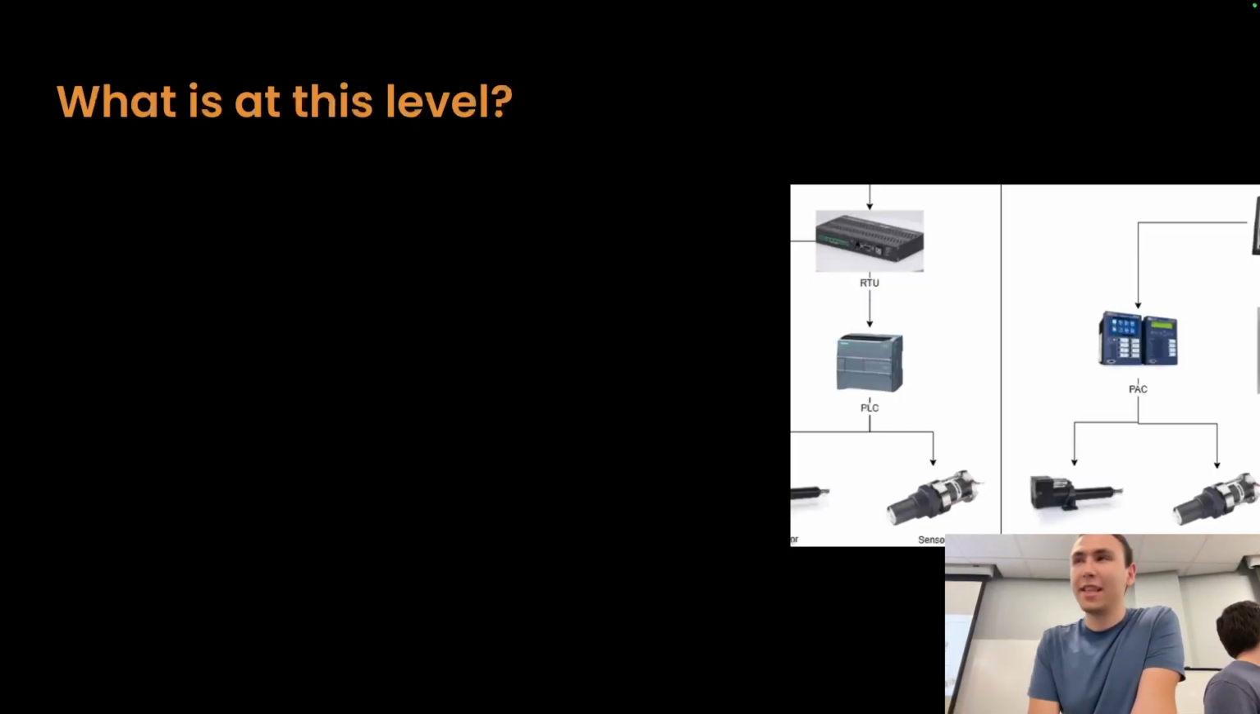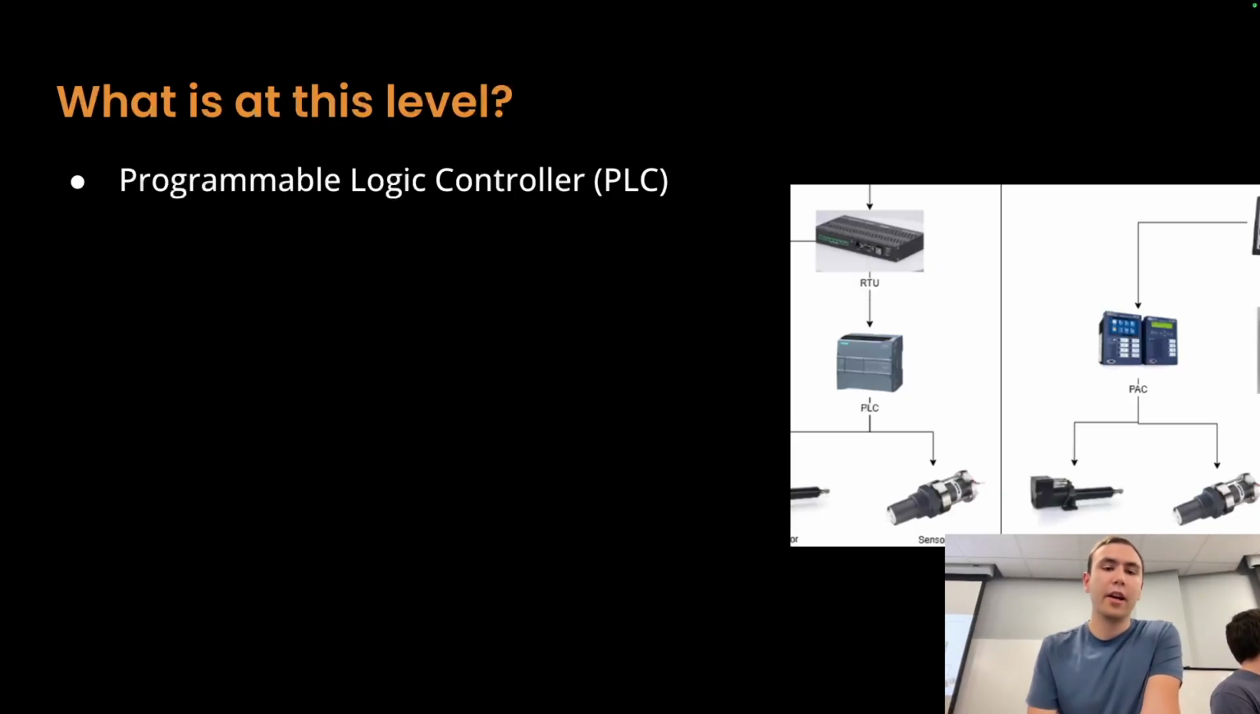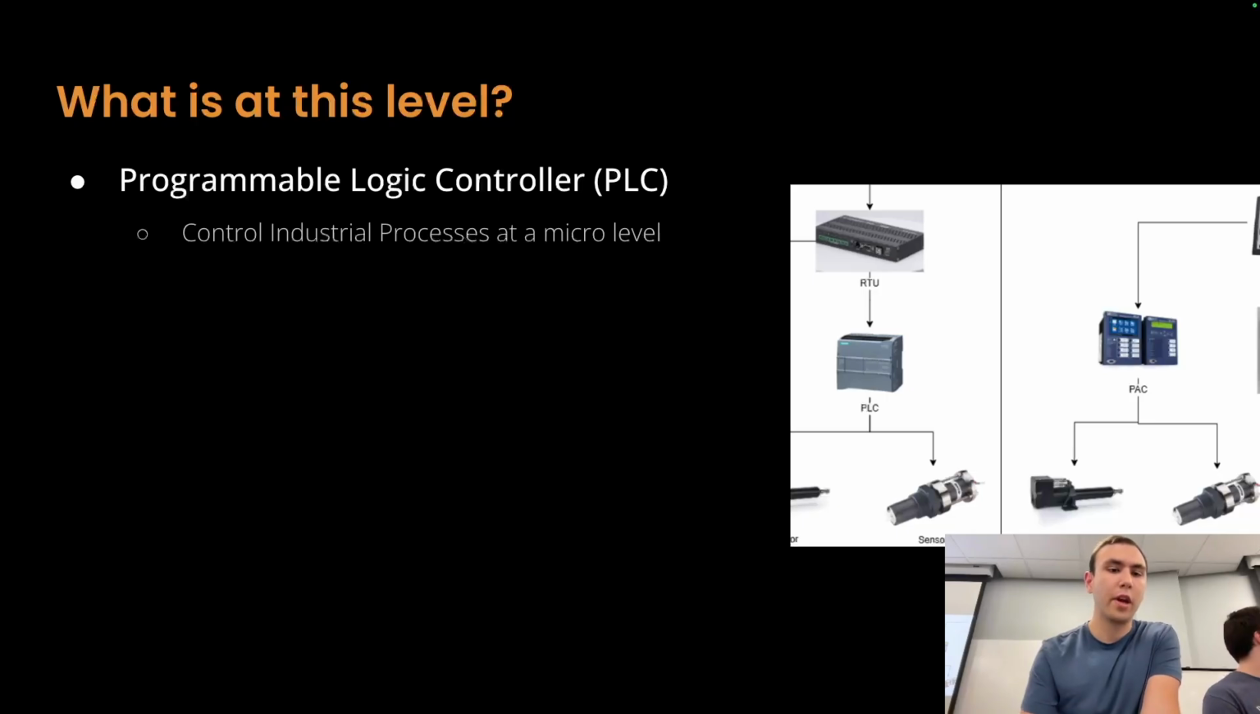So what is at this level? There's a whole lot of stuff at this level. This is one of the most important levels when trying to understand what's actually happening inside of an industrial process and for the security aspect. So we got stuff called programmable logic controllers, or PLCs as we've been calling them. This basically controls the industrial process at a micro level. This is one of the most important pieces of hardware to understand in this talk.